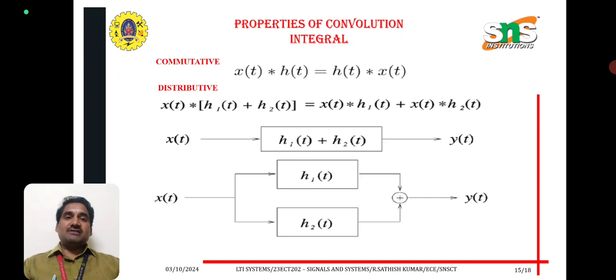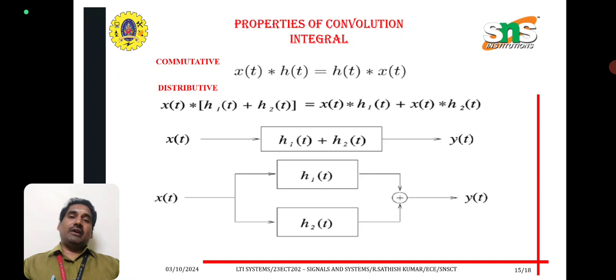Next, properties of the convolution integral. There are three properties: commutative property, distributive property and associative property. Commutative property can be defined as x of t convolved with h of t is equal to h of t convolved with x of t. Distributive property: x of t convolved with h1 of t plus h2 of t is equal to x of t convolved with h1 of t plus x of t convolved with h2 of t.